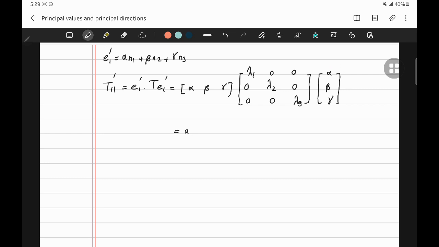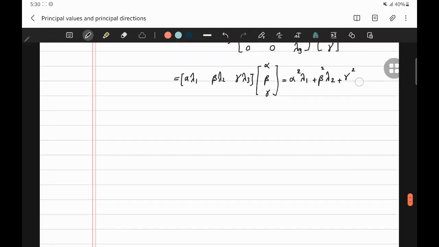So you have alpha, beta, gamma times this, so it is a 1 by 3 times a 3 by 3, which will give 1 by 3. So you have alpha lambda 1, beta lambda 2, gamma lambda 3 times alpha, beta, gamma, which is alpha squared lambda 1 plus beta squared lambda 2 plus gamma squared lambda 3 here. So if we assume that lambda 1 is larger than lambda 2, which is larger than lambda 3, this is the maximum and this is the minimum.